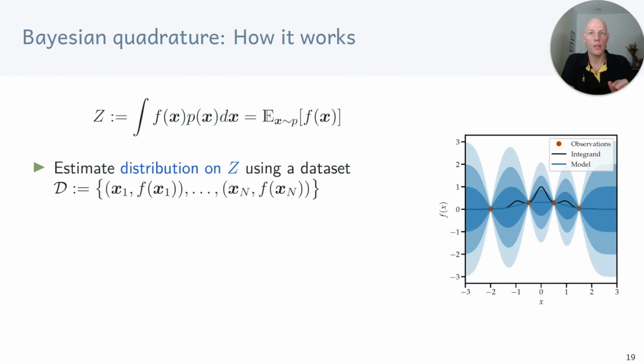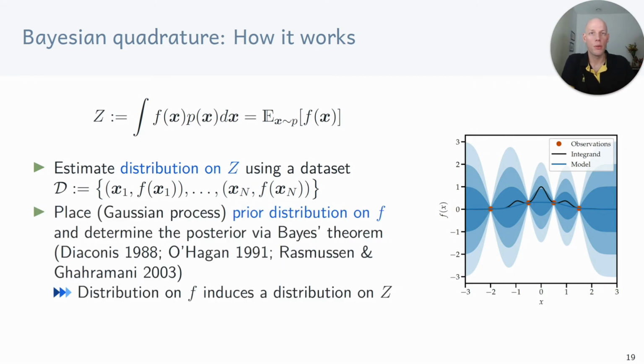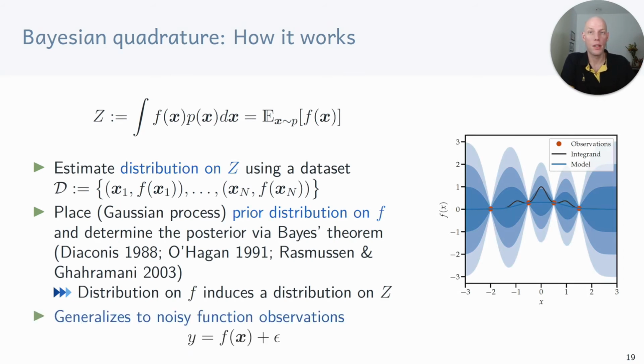The goal is to estimate a distribution on z using a dataset D. Instead of using interpolating polynomials, we place a Gaussian process prior on f and determine the posterior via Bayes' theorem. The Gaussian process is a distribution over functions, and that distribution over functions induces a distribution on the integral value z. Because of this statistical inference perspective, we can also naturally handle noisy function observations.